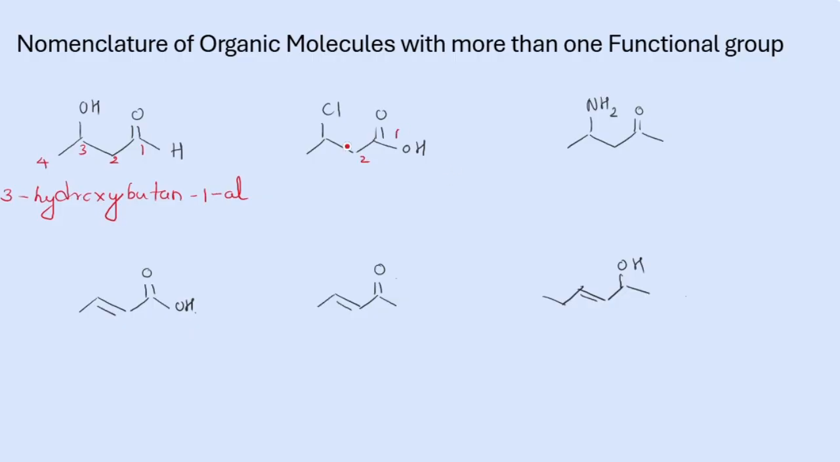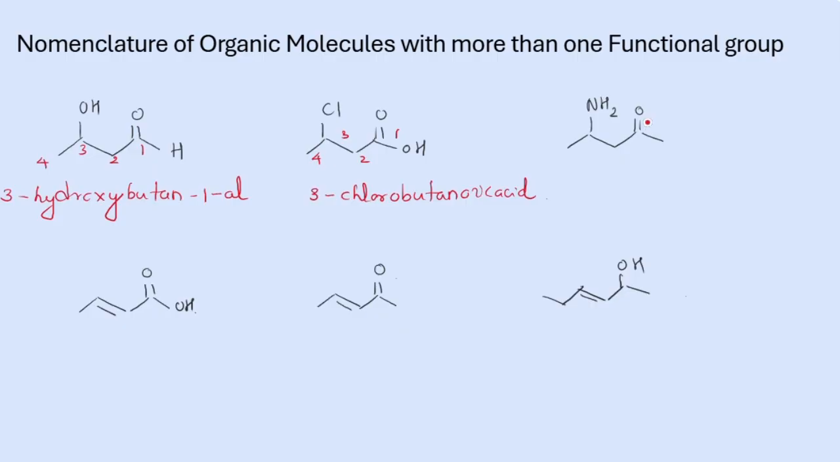Now, for carboxylic acid and halogen, the carboxylic acid will get the priority. That is the topmost, right? So, therefore, butanoic acid should be the root word and the suffix. Then what should be the prefix now? 3-chloro butanoic acid. Butanoic acid, or 1-butanoic acid, or butan-1-oic acid, either way.